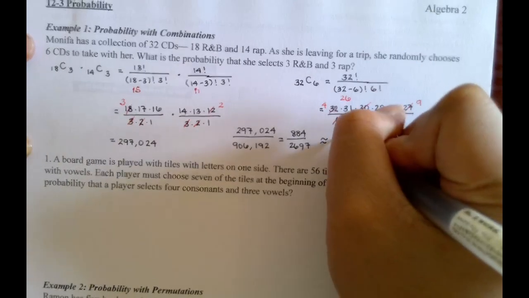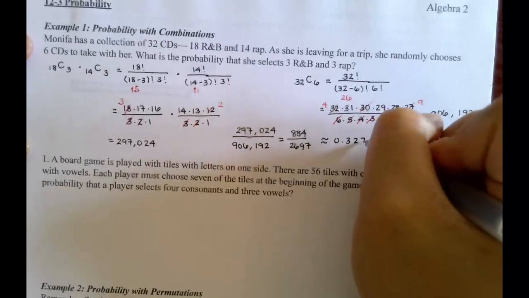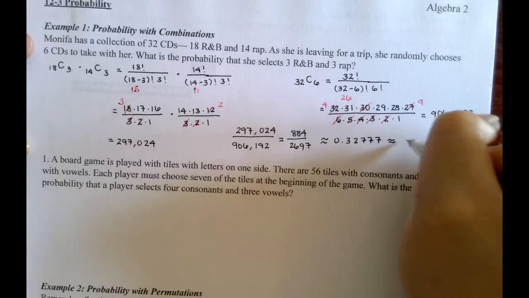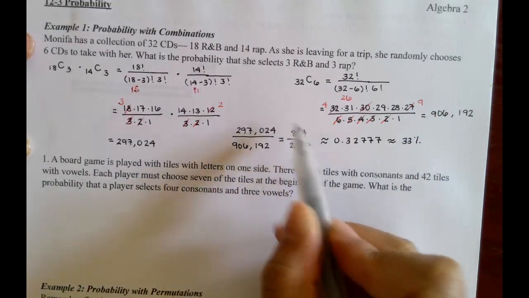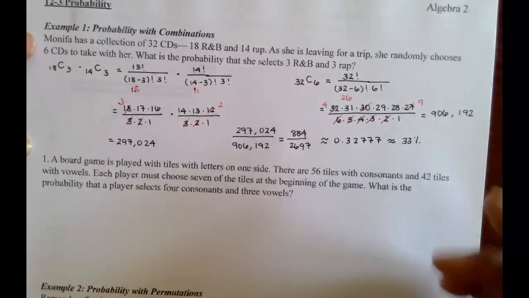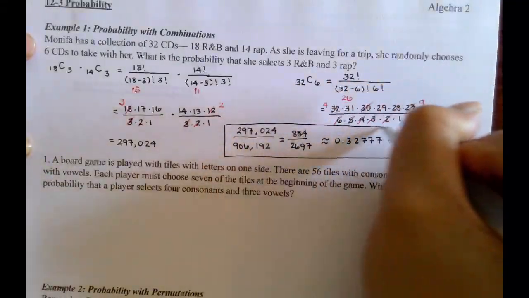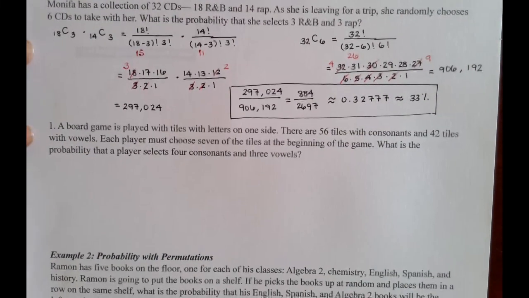0.327778, or 0.32777 as the book writes. Okay, which is approximately 33%, right? So you can represent it as a fraction, as a decimal, or as a percentage. All of these are actually acceptable, right? So why don't you try CYP1, and then once you're done, come check the answer.